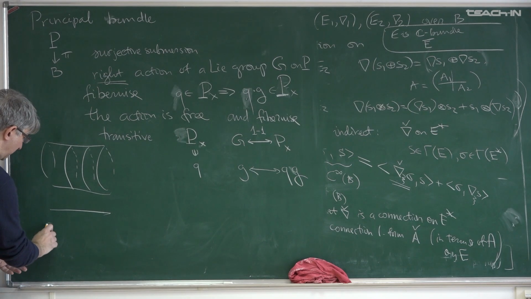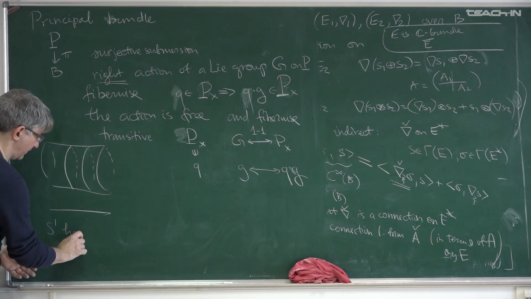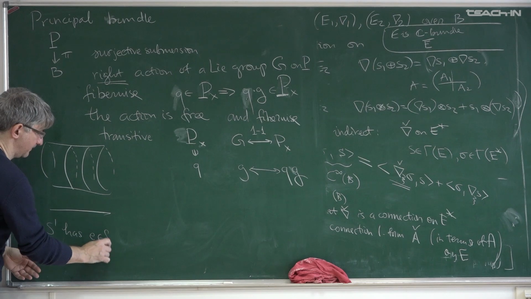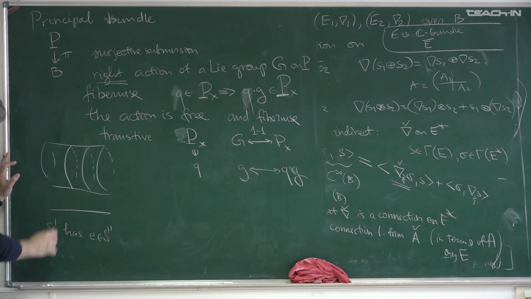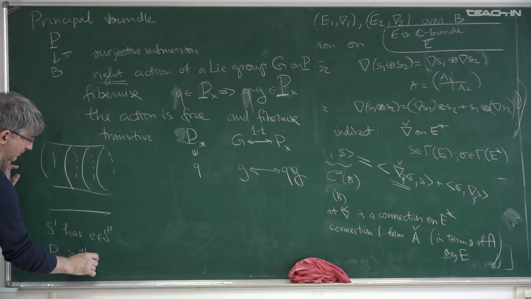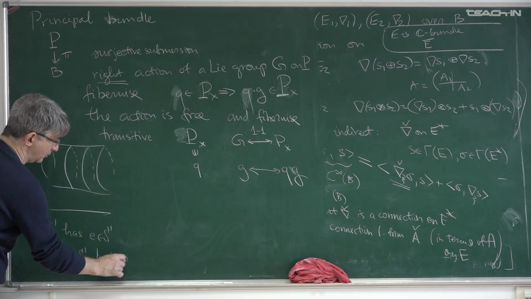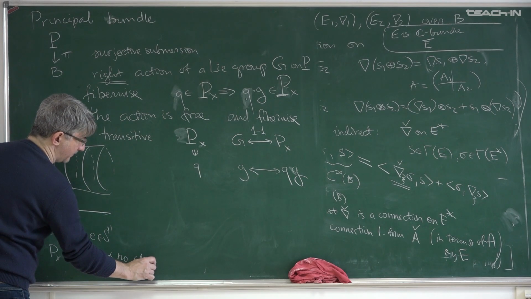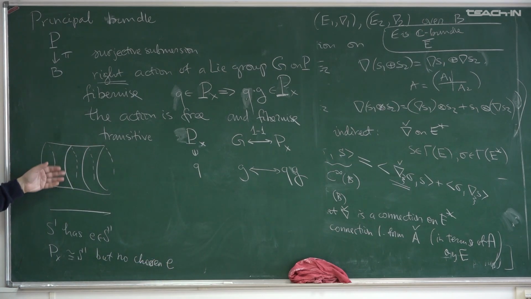But if you look at S1, it has identity, yes? But the fiber is diffeomorphic to S1, but with no chosen element, no distinguished element here. The group S1 has a distinguished element, the unit. But the fiber, which is diffeomorphic to S1, has no distinguished element.